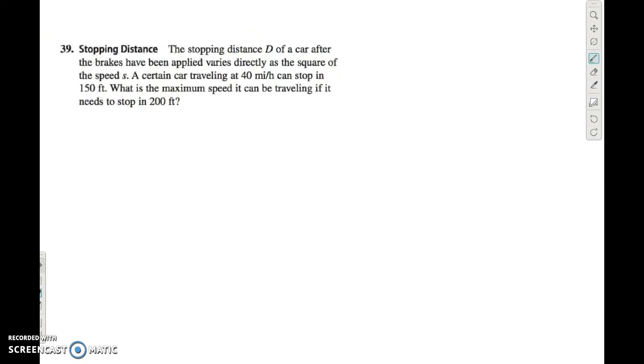All right, this is page 164, number 39, section 1.10. The directions say the stopping distance d of a car after the brakes have been applied varies directly as the square of speed. Certain cars traveling 40. So basically distance is proportional to the speed squared.